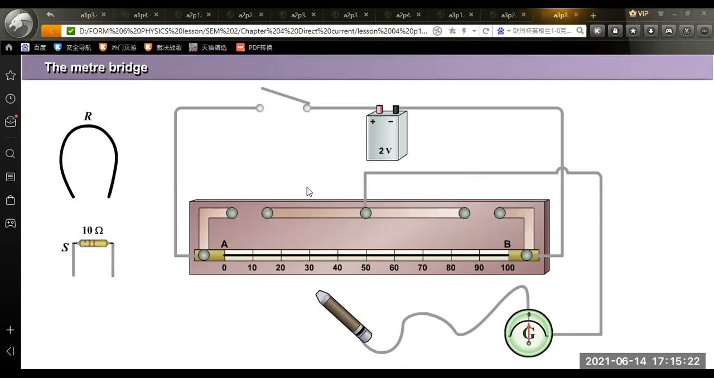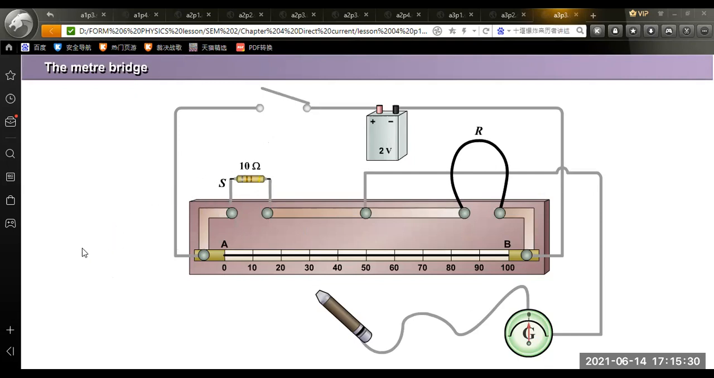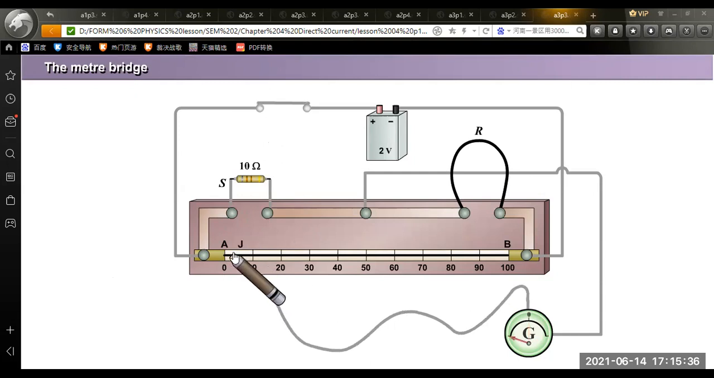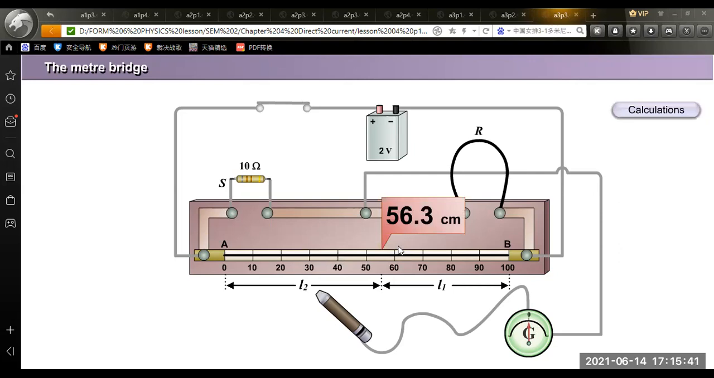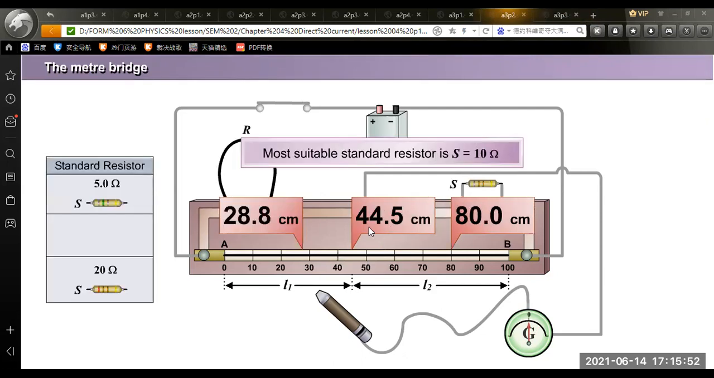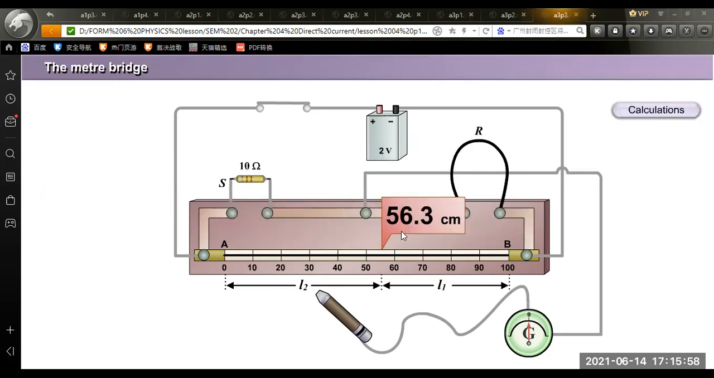Now we notice the connection. We connect R to one end, with the 10 ohm resistor. Just now it was 44.5, right? Once I exchange them, it becomes 56.3. Just now it was 44.5, now 56.3. So almost equal, right?